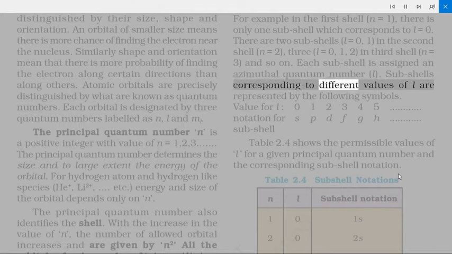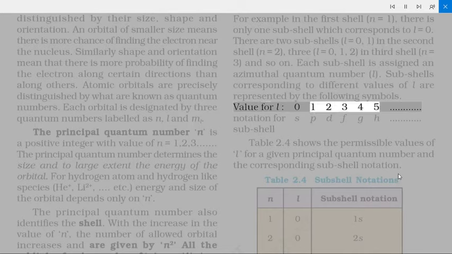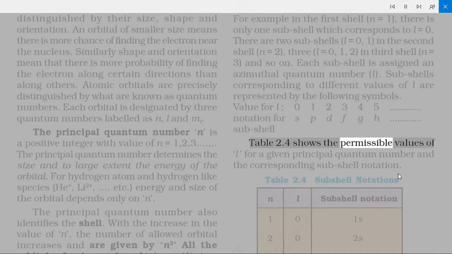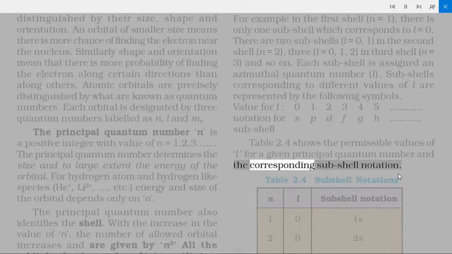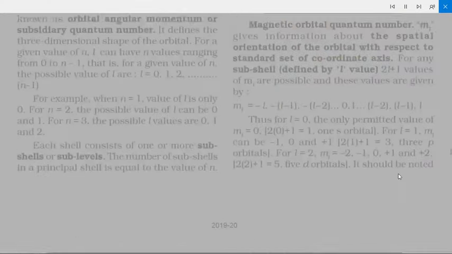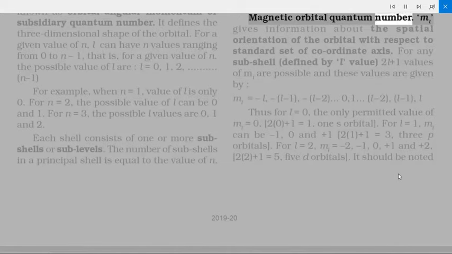Subshells corresponding to different values of l are represented by the following symbols. Value for l: 0, 1, 2, 3, 4, 5. Notation for s, p, d, f, g, h. Table 2.4 shows the permissible values of l for a given principal quantum number and the corresponding subshell notation. Magnetic orbital quantum number m_l gives information about the spatial orientation of the orbital with respect to a standard set of coordinate axes.